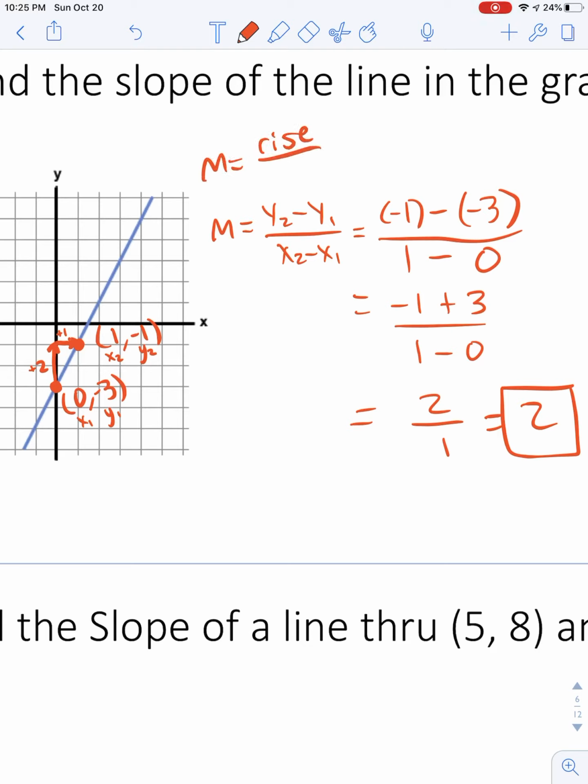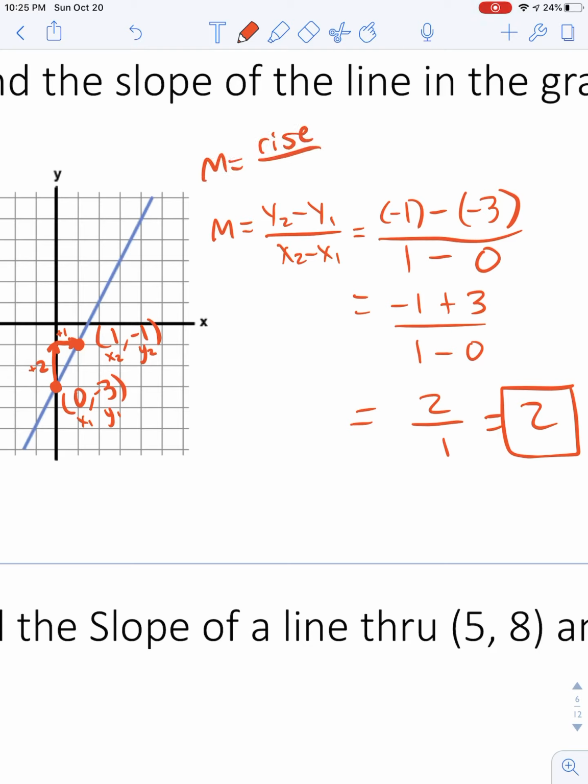So now we move on to number 4. Find the slope between (5, 8), which we'll call point 1, so x1, y1, and then x2, y2. And we're going to have our slope formula, y2 minus y1 over x2 minus x1, which is 8 minus 8 over x2 is 1 minus 5, which was x1, gives us 0 over -4, which just equals 0.